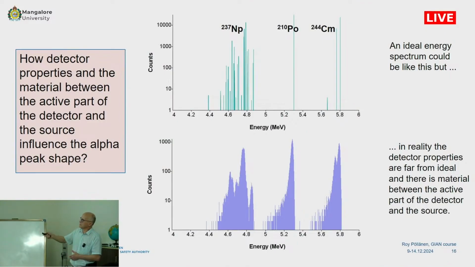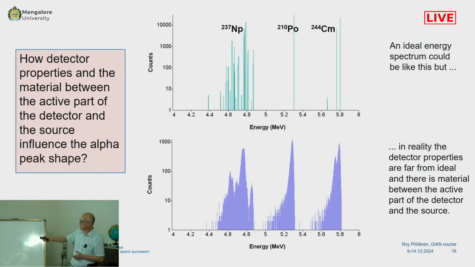How the detector properties and the material between the detector and the source influence the alpha peak shape. So in principle, the emission of, for example, polonium-210, it emits only one alpha particle, and the peak should be very, very narrow. However, our detectors are not perfect. What we are seeing is like that.